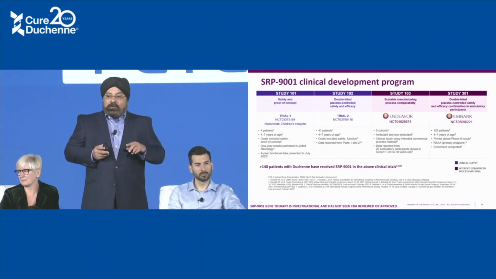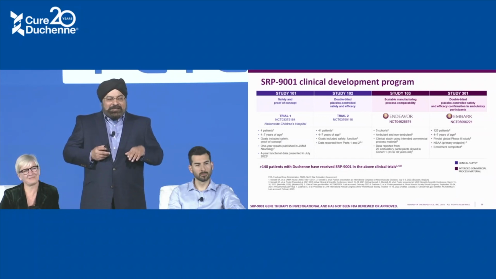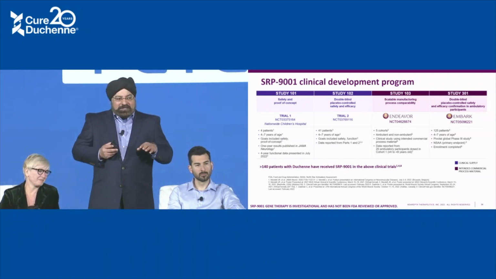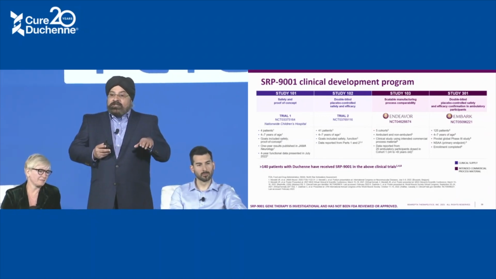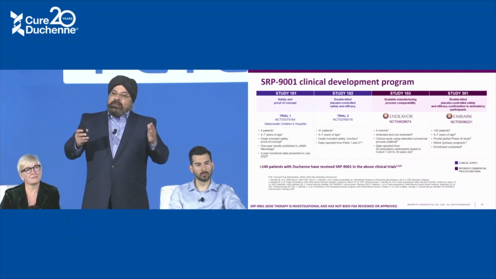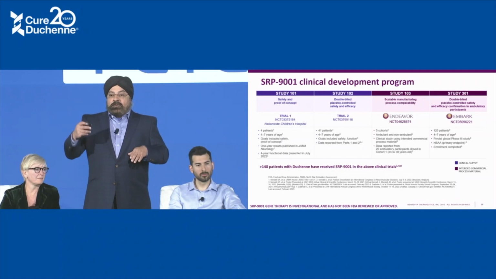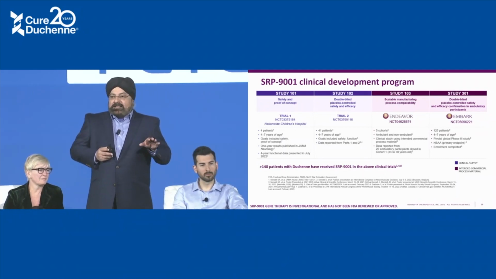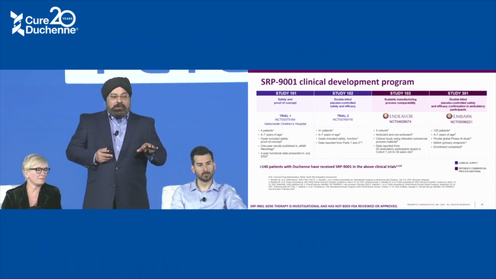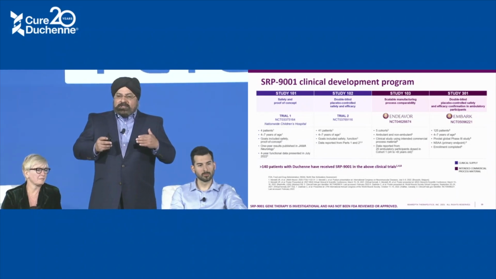Did not hit the endpoint of function. It missed statistically, for a variety of reasons. Study 103 is our open label study where we actually expanded the population. So we studied boys as young as 3 and as old as 20. We had in that study both ambulatory and non-ambulatory cohorts, as well as a few others to explore some other aspects of the disease.